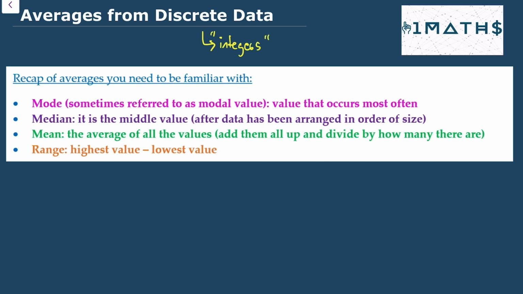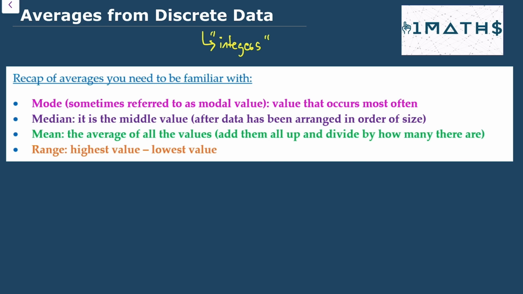values. In contrast to that, we have continuous data, which can take any value. So your height, your weight, the time you ran when you did the cross-country 4K race, and so on and so forth. Okay, also a quick recap of averages that you need to be familiar with.